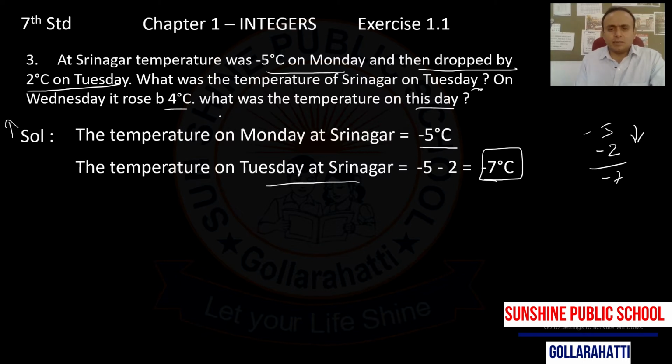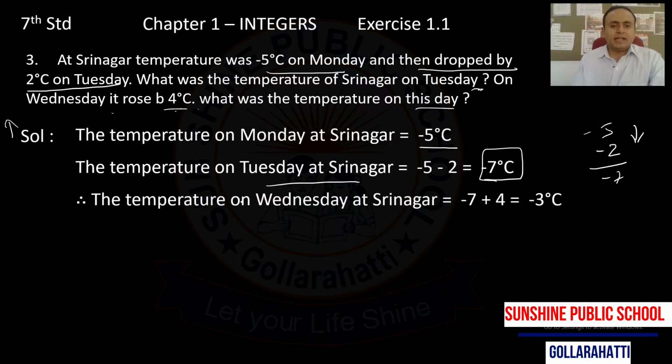Let us find what the temperature was on Wednesday. They have given that it rose by 4 degrees Celsius. So from the negative it moves toward positive. The temperature on Tuesday was minus 7 degrees and on Wednesday it rose by 4 degrees. That means we have to add: minus 7 plus 4 is equal to minus 3 degrees Celsius. Therefore on Wednesday at Srinagar the temperature was minus 3 degrees Celsius.